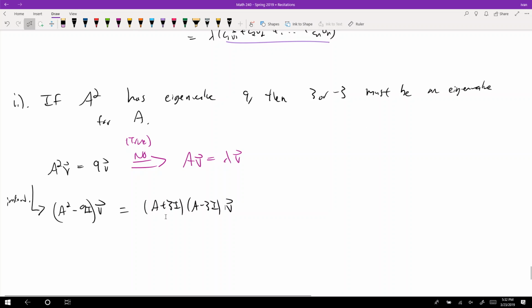Now let's take the determinant of both sides. You know the determinant of A squared minus 9I is equal to 0, because v is an eigenvector in the kernel. Since there's a kernel for A squared minus 9I, it's not full rank, so it has nullity, and so the determinant is 0. That means this determinant has to be equal to 0. So what does that mean? It means that either the determinant of A plus 3I is 0, or the determinant of A minus 3I is equal to 0.